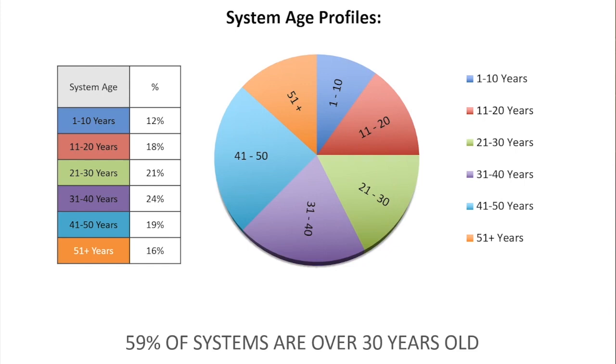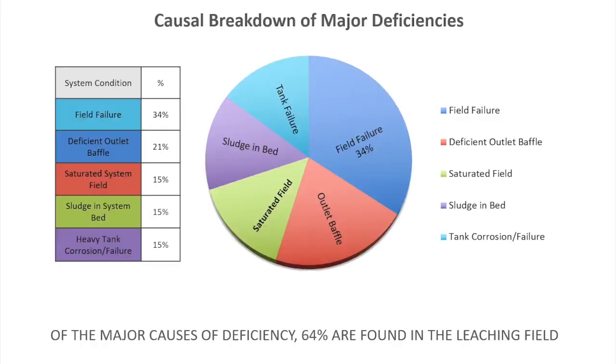And that's from both a functional perspective as well as a performance perspective. So the bottom line here is that almost 60% of the systems were 30 years old, so they're approaching a vulnerability to failure. They're at the end of their functional lifespan. So there are some major deficiencies in these systems. The major ones, and I'll read them. We have a field failure, so it's not receiving wastewater at all. It's coming to the ground surface or leaking out somewhere else. The leaching field is not taking water. That's a field failure.